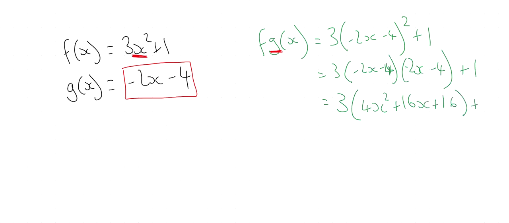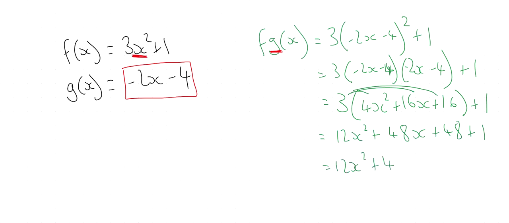What should I do next? Yeah, good. I'm going to distribute this 3 to everything. So 12x squared plus, what is it? Oh my gosh, people. What's 2 times 16? 32. Add another one. Okay, plus 48x plus 3 plus 1. So then I have 12x squared plus 48x plus 49. That is fg of x.